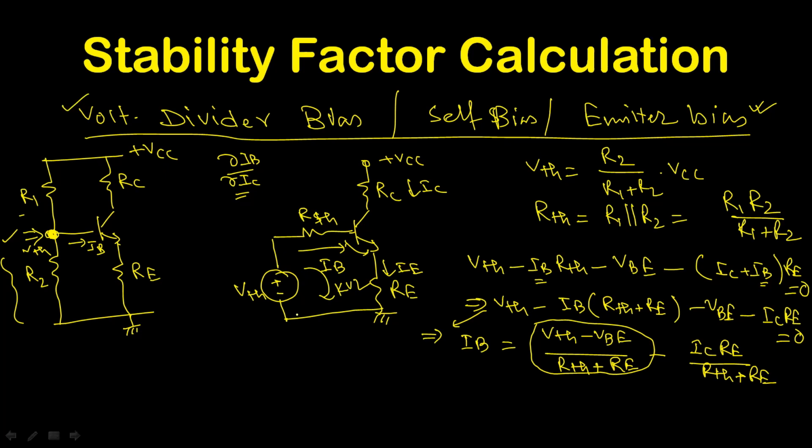Another interesting thing is the voltage drop across the emitter resistance here. Just check the circuit, the simplified circuit. The base current value depends upon the voltage here. Just see the expression: VTH minus IB RTH minus this last parameter. So this is basically the voltage drop across the emitter resistance RE.